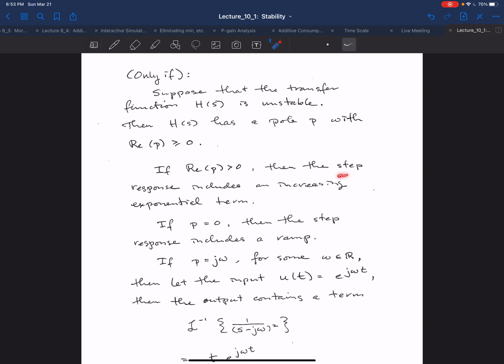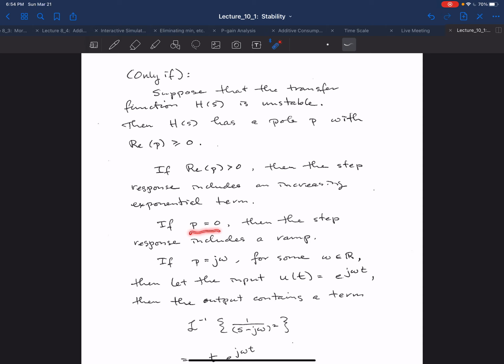So if we feed in a bounded step input, we're going to get, as one term in our response at least, an increasing exponential. So the output is going to be unbounded. So that takes care of the case where the real part of p is greater than 0, where the transfer function has a pole that is strictly to the right of the imaginary axis.